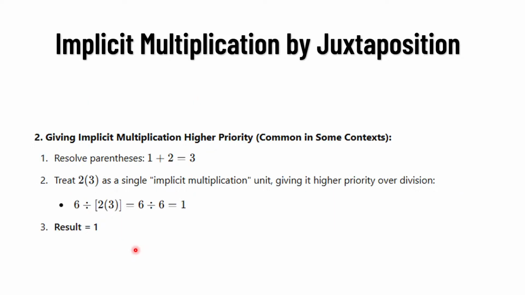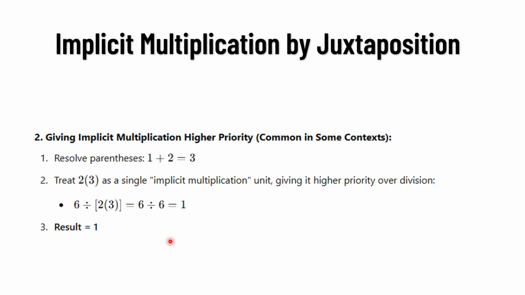You get 9. But when you give implicit multiplication higher priority, which is common, you'll find in scientific texts out there, some mathematical texts, where they'll say you resolve the parentheses. Now you treat 2 times 3 as a single implicit multiplication unit, giving it higher priority over division. So it's basically the same thing as putting another set of brackets around this 2 times 3, which means you would solve this first, and that leaves you with 6 divided by 6 equals 1. So this problem is super viral.